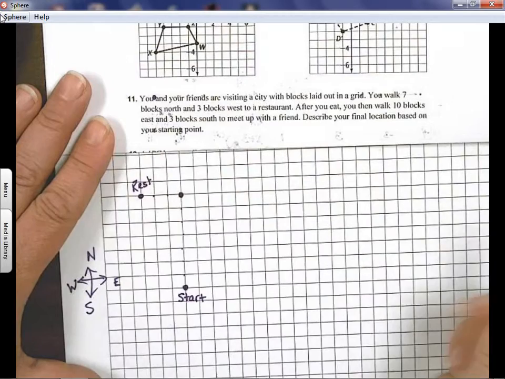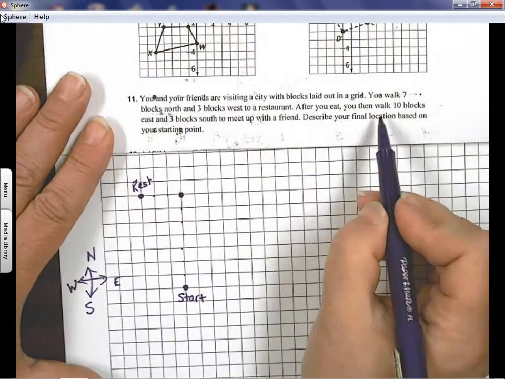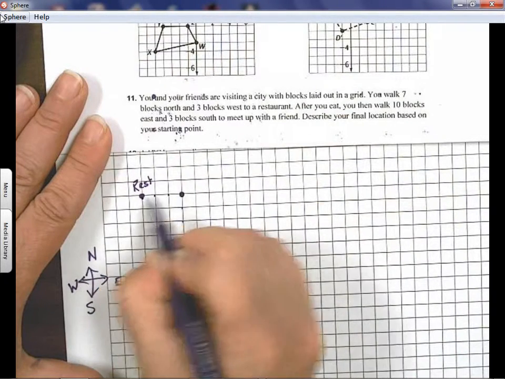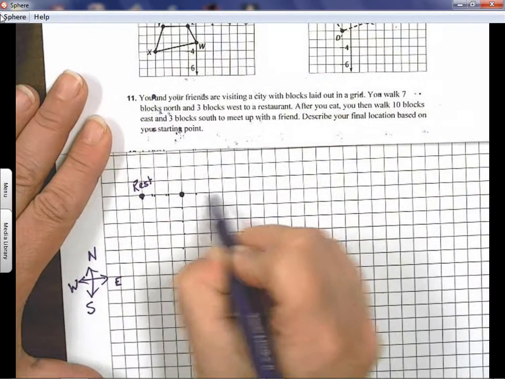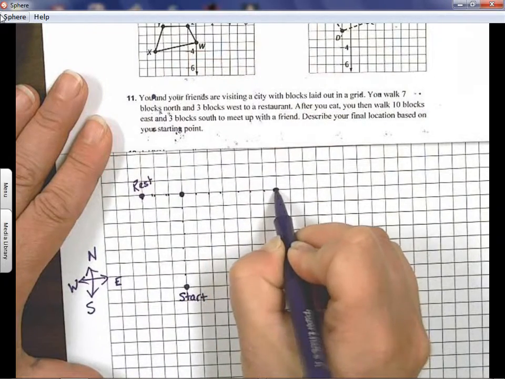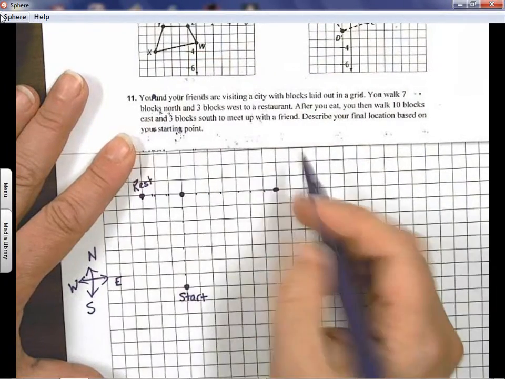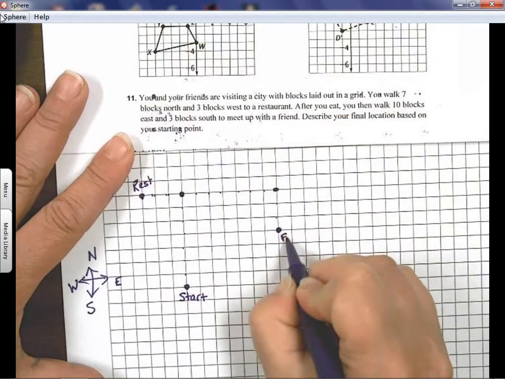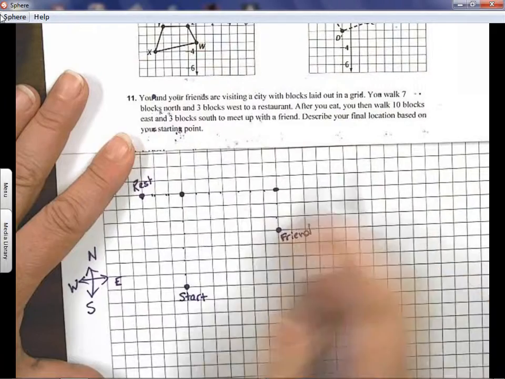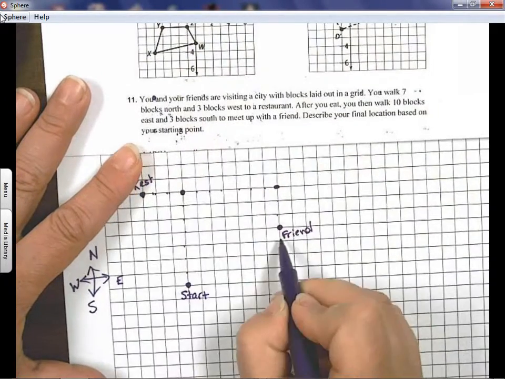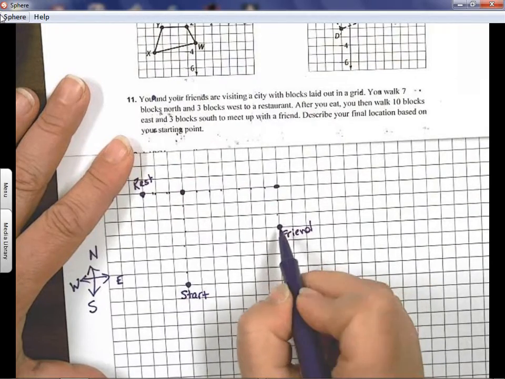Okay? After you eat, you walk 10 blocks east. So let's walk 10 blocks east. 1, 2, 3, 4, 5, 6, 7, 8, 9, 10. And 3 blocks south. 1, 2, 3. And this is where we meet our friend. See, we meet up with a friend. So they want to know, describe this location.